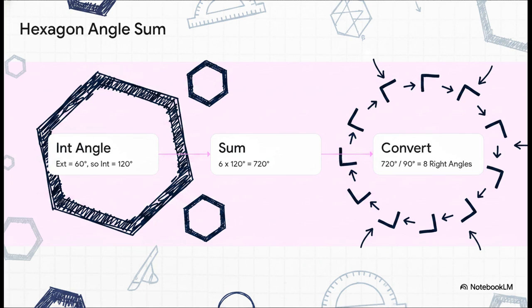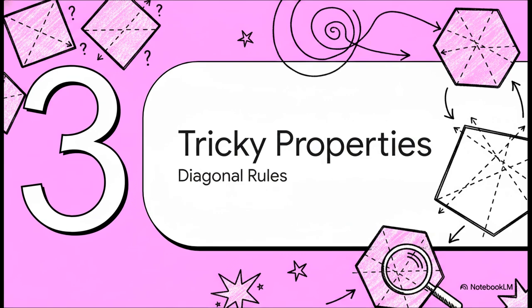Step 1, we know a hexagon has 6 sides, right? So the exterior angle is 360 divided by 6, which is 60 degrees. That makes each interior angle 120 degrees. Pretty straightforward. Step 2, sum up all 6 of those interior angles. So 6 times 120 gives us 720 degrees total. Now, for the really crucial step 3, we have to divide that 720 degrees by 90 degrees to convert it. And the answer? Exactly 8 right angles. Brilliant work. That brings us to Section 3, tricky diagonal properties.